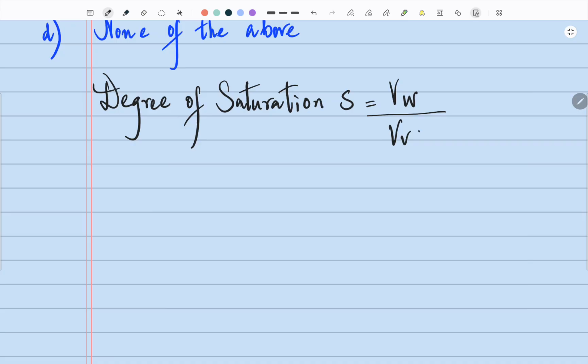Degree of saturation is also one of the most important volumetric relationships, as was the void ratio, and it is a ratio between volume of water to the volume of voids in a given soil mass. It's also expressed as a percentage. Unlike void ratio, which we usually express as decimals, degree of saturation is generally expressed as a percentage.